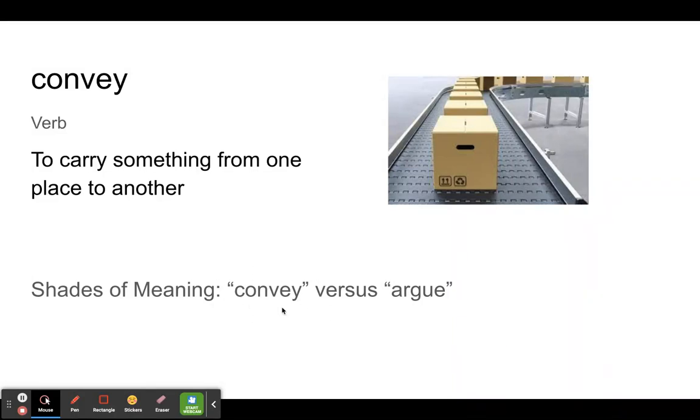And convey has the sense of the idea actually gets there. The difference between convey and argue is that when you argue something, I argue that sentences should have no unnecessary words, you're implying that the other person could argue back. You're implying that there's another possible position to take. But if you're conveying something, then it doesn't have that same sense of opposition. I'm just conveying that sentences should have no unnecessary words. And then you don't really expect anyone to disagree with you.